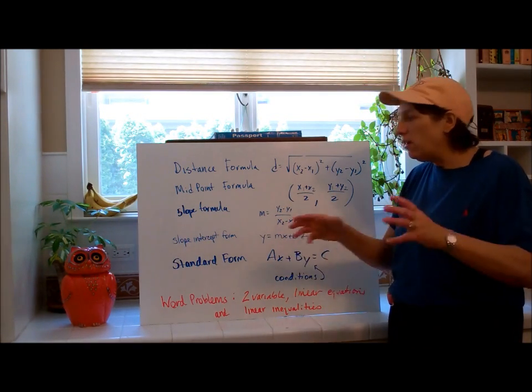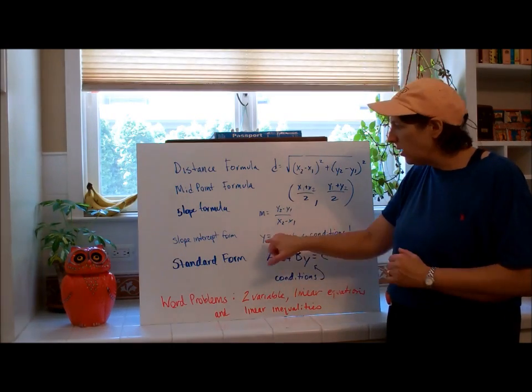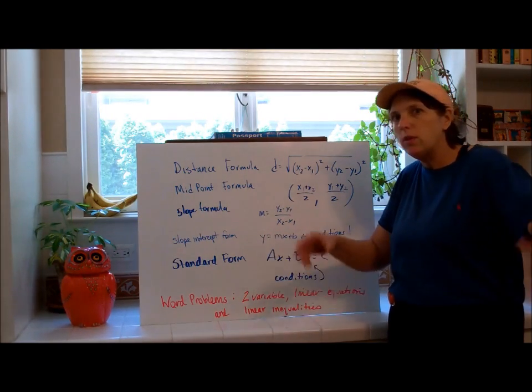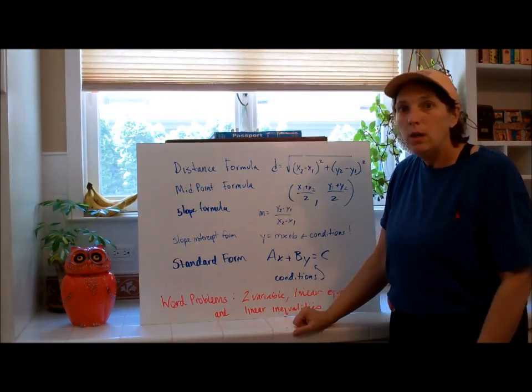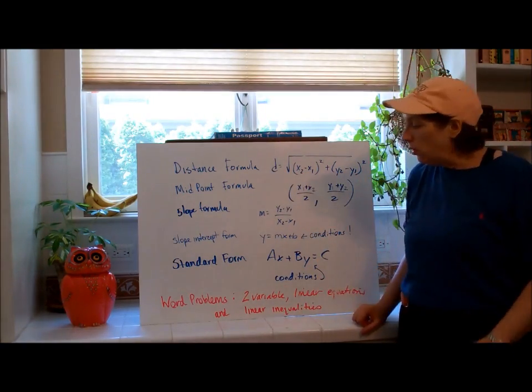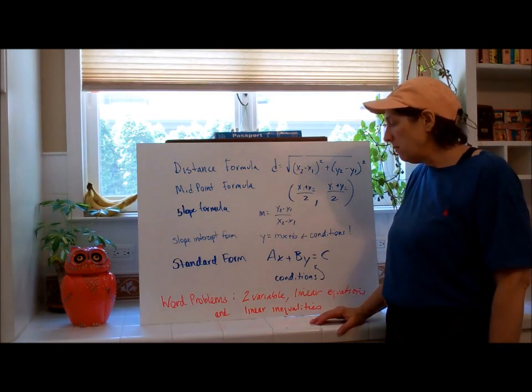Some people get in here, and on the last test, some of you made a mistake. You didn't isolate the y. You left it with a coefficient other than positive 1, and it really hurt your test score and threw you for a loop. So make sure you know those things.